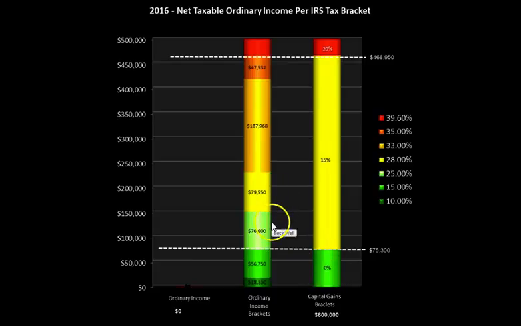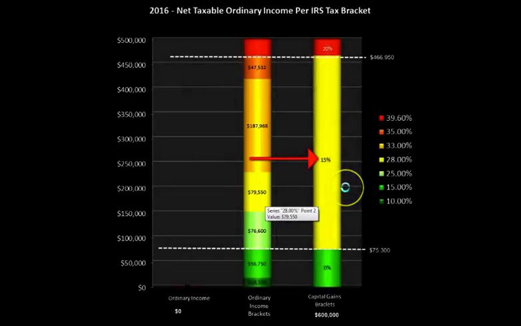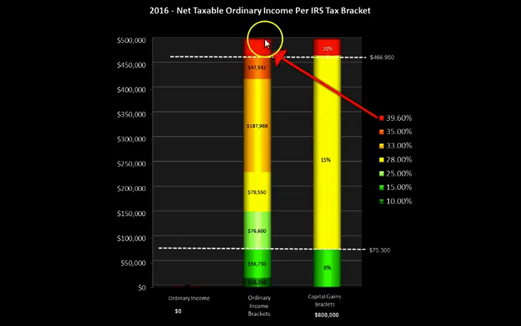And if you're in the 25 or 28 or 33 or 35% bracket, your capital gains are taxed at 15%. And to the extent that you are in the 39.6% tax bracket, that's the highest one, then your capital gains are taxed at 20%. So these are the 3 capital gains brackets, and which one applies is based upon what ordinary income tax bracket you are in.